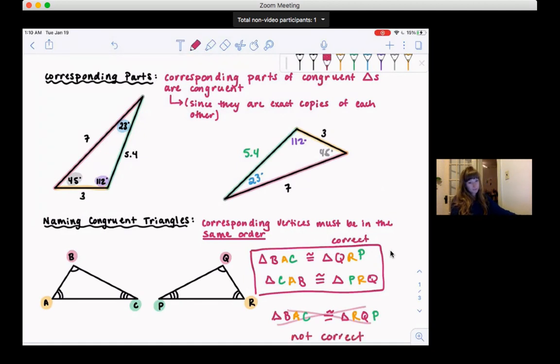All right. So that's a basic intro of congruent triangles, what it means, their corresponding parts, and how we write the symbols.